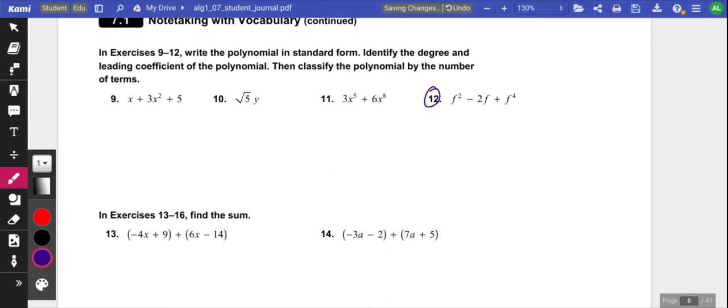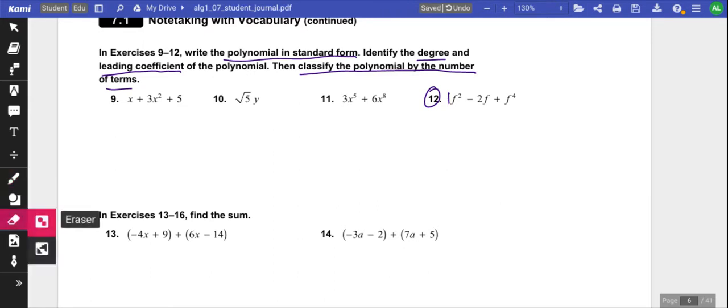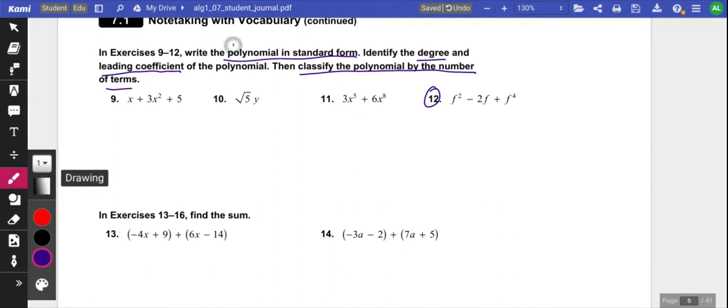It's saying, write it in standard form, then find the degree and the leading coefficient, and then classify it by the number of terms. Again, I don't want to get confused and say, oh, I know the leading coefficient. That's the first coefficient, that's going to be 1. I can't decide that yet because I don't have this in standard form yet. So that needs to be the very first thing I do.